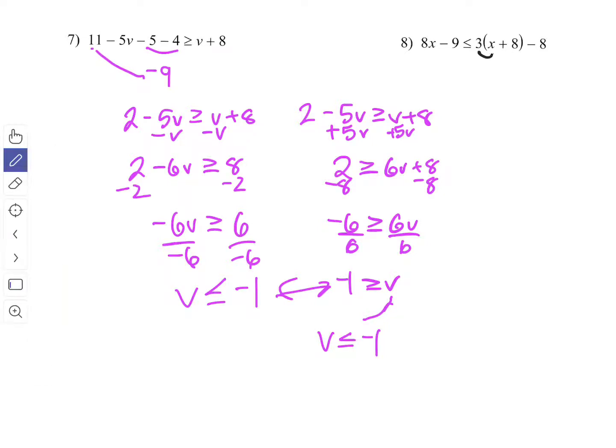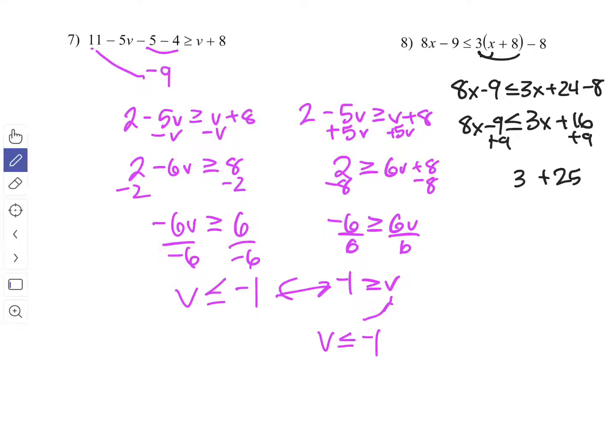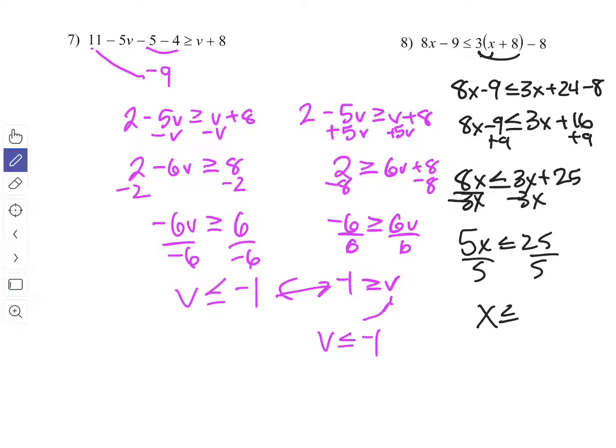All right, last problem. Distribute. You get 8x minus 9 is less than or equal to 3 times x plus 3 times 8 minus 8. 3x, then plus 16. 24 minus 8 is 16. Could add 9 to both sides, giving us 25 plus 3x is greater than or equal to 8x. Subtract 3x, right? That would become 5x is less than or equal to 25. Divide by 5, and x is less than or equal to 5. Which, again, I could have done things an opposite way and ended up with having to switch the inequality sign.